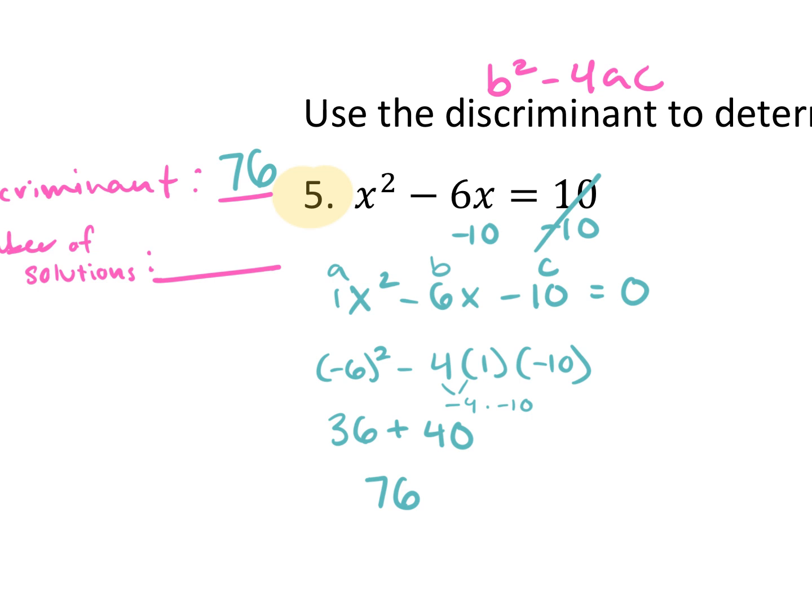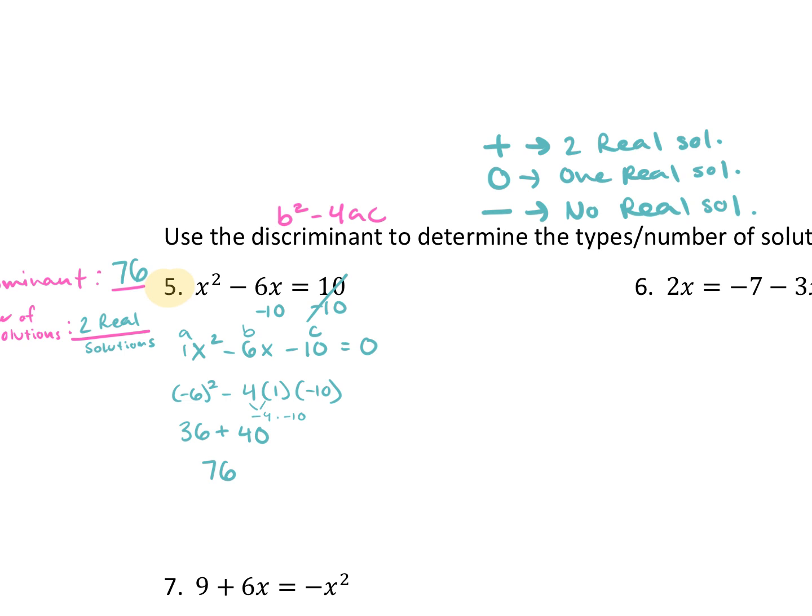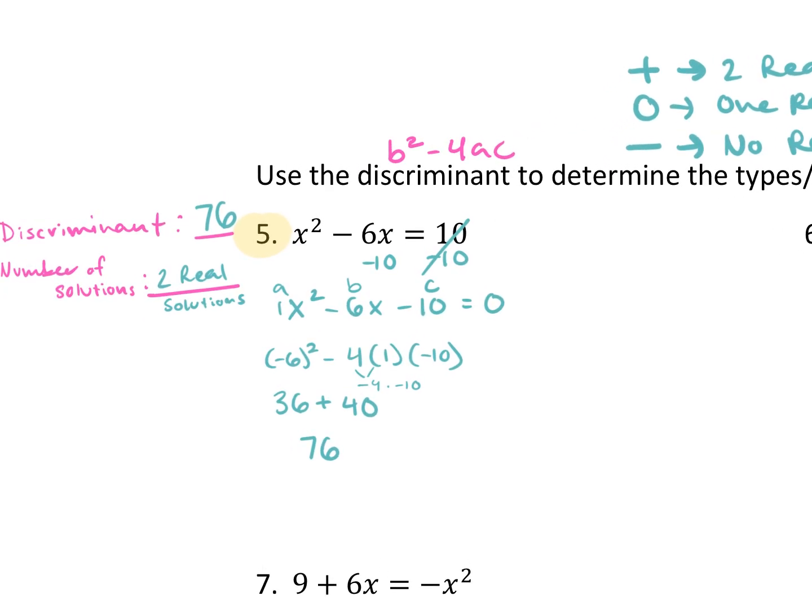When our discriminant is positive, what does it tell us about the number of solutions? We have 2 real solutions. So just to make a note here so we remember, when our discriminant is positive, we have 2 real solutions. When our discriminant is 0, we have 1 real solution. And when our discriminant is negative, we have no real solution. So for this question, we had to find the discriminant and the number of solutions. We've got 2 real solutions here since our discriminant was positive.